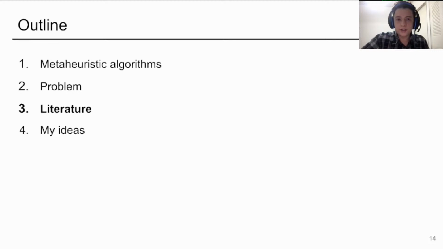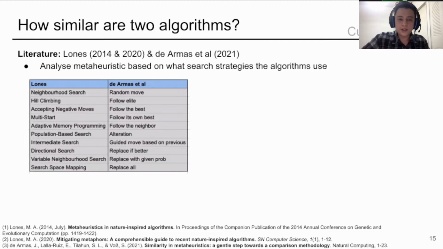Let's go to the literature, see what other researchers have been doing here. So there have been efforts in this direction. Here I have three works, two from Lones, one from Armás. They each categorize some meta-heuristics based on how they explore the search space. They have a list of search strategies. Here I have a table, each column, one of the search strategies of each of the researchers.